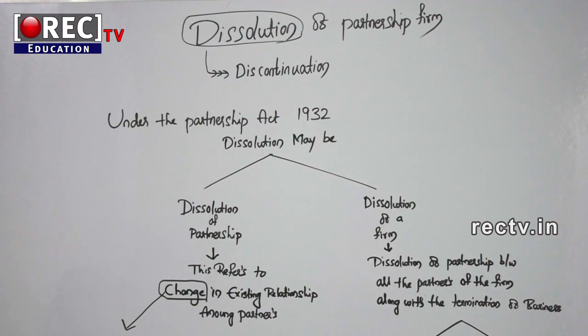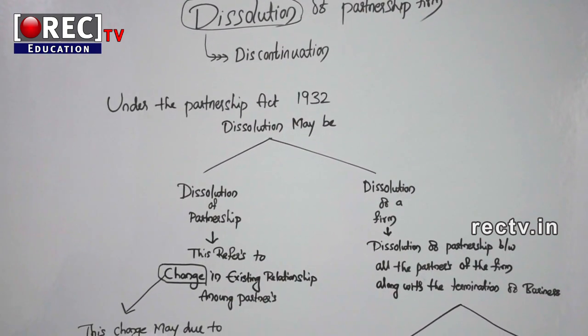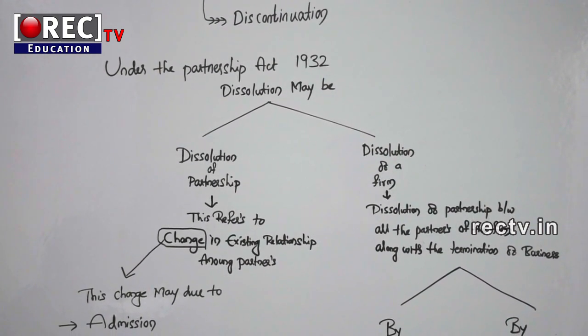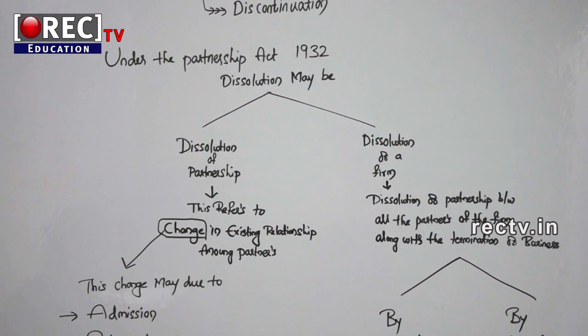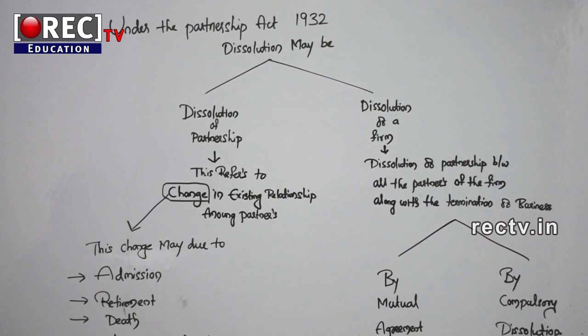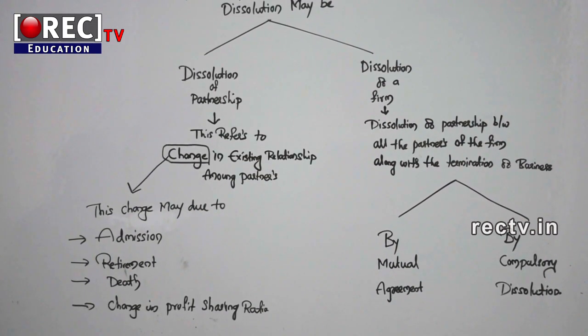Here dissolution means discontinuation, and under the Partnership Act 1932, dissolution may be of two kinds, that is dissolution of partnership and dissolution of firm. Here dissolution of partnership means there is a change in the existing relationship among partners. Consider one example: A, B, C are partners. There is a change between these three. This is known as dissolution of partnership.